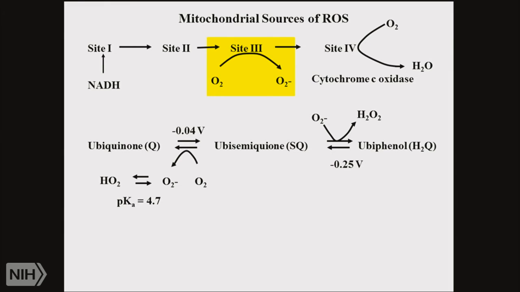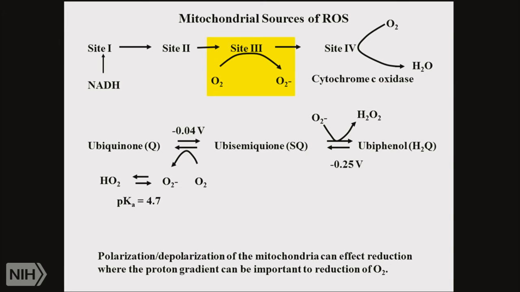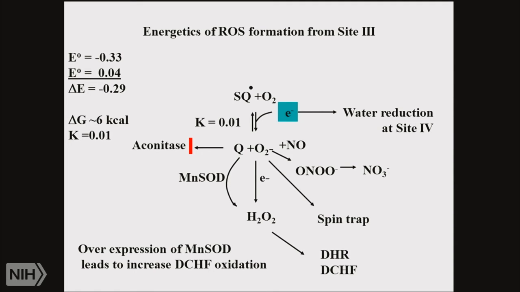So when the electron cannot get to site 4, one of the things is nitric oxide can block this, cyanide can block this. A lot of things can block the oxygen from binding to here and back up the electron flow, and then it decouples. So the polarization and depolarization of the mitochondria can affect this proton gradient, which is very important in affecting the reduction of superoxide.